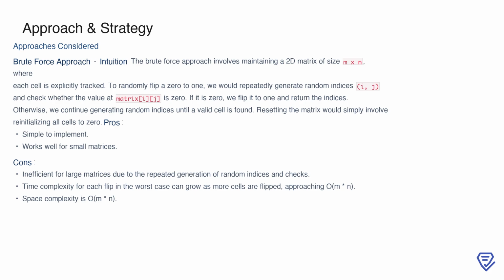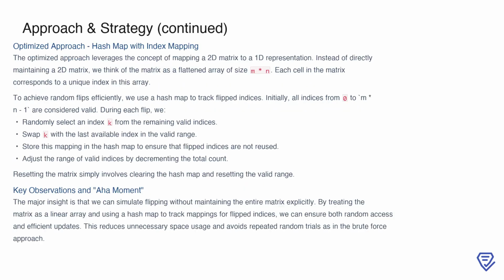While this method is easy to understand and implement, it becomes inefficient as the matrix size grows. The repeated generation and validation of indices can lead to high time complexity, especially as more cells are flipped. For large matrices, this inefficiency becomes a significant drawback, both in terms of time and space. Now, let's examine the optimized approach using a hashmap with index mapping.